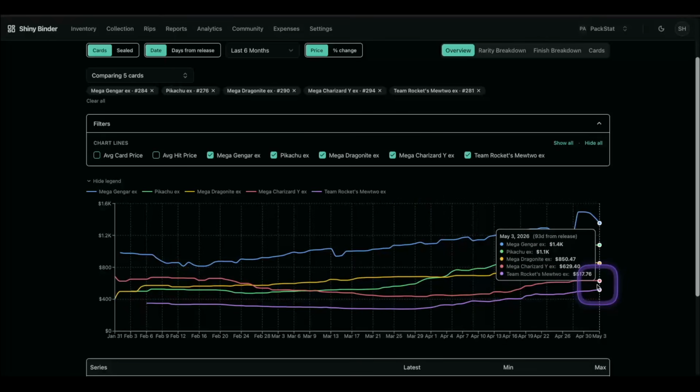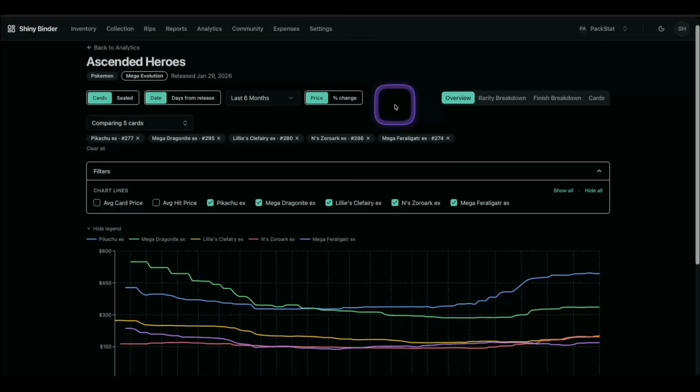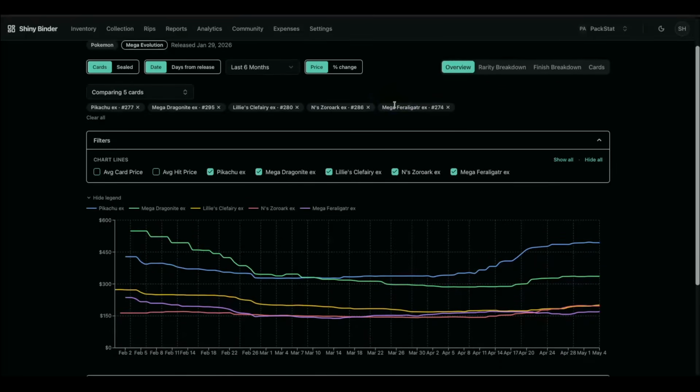Currently Mega Gengar is sitting at 1.4K, Pikachu at about 1.1, Mega Dragonite at 850, Mega Charizard at 629, and Team Rocket's Mewtwo at 517. They're kind of not changing very much from those points. So this next tab compares the next 5 most expensive cards.